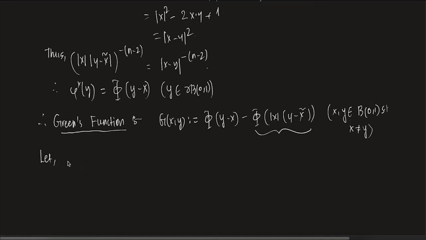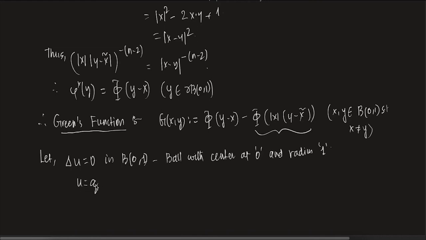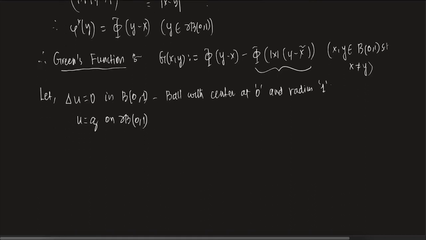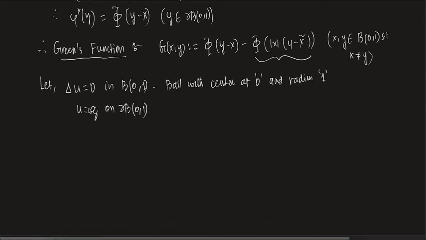So let us solve a small problem using this. Let Laplacian of u equal 0 in the ball with center at 0 and radius 1. Please remember, in this course, whenever I say B01, just think of it as a ball with center 0 and radius 1 until I say otherwise. And u is g on the boundary of the ball. So let's say this is given. I am not taking f, let's just start with Laplacian equals 0, harmonic.